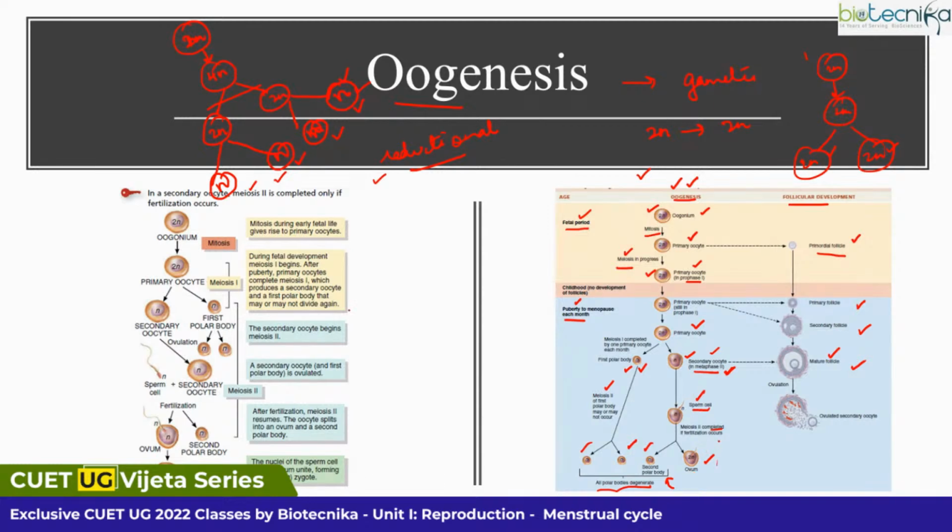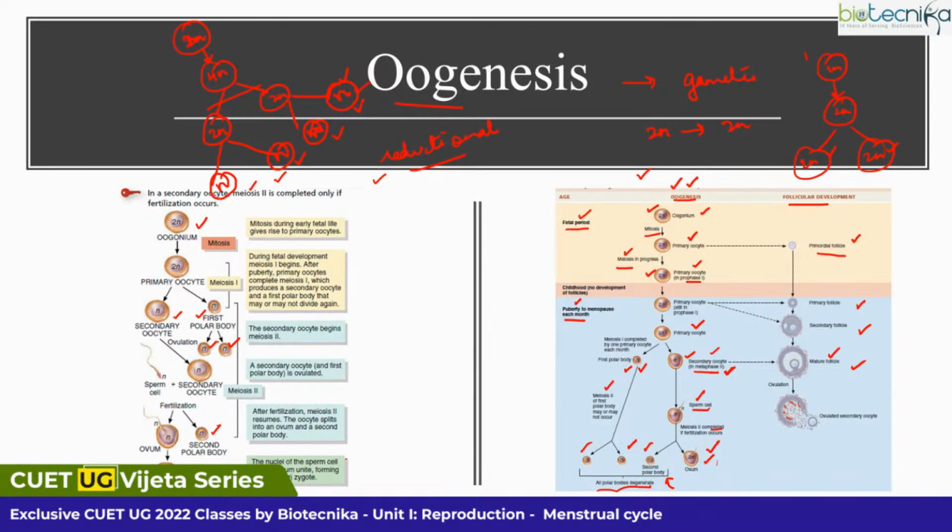So the same thing is written over here. You start with the oogonium, 2n, and it will undergo mitosis to form the primary oocyte. It will undergo meiosis 1, so it will form the secondary oocyte and the first polar body. The first polar body can undergo meiosis 2 again and form two more polar bodies, while the secondary oocyte in the metaphase 2 state can fertilize with the sperm cell, so it will fertilize and form the zygote, that is 2n, and it can give rise to the second polar body. So in total these three polar bodies will get degenerated.